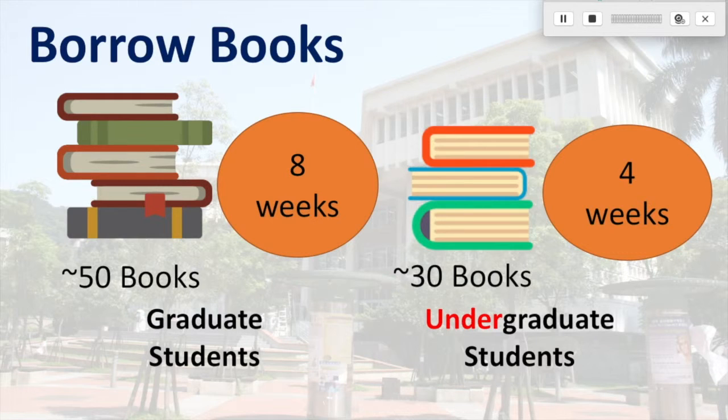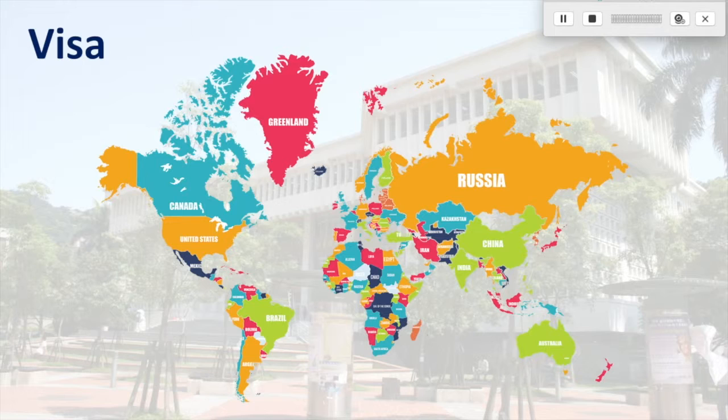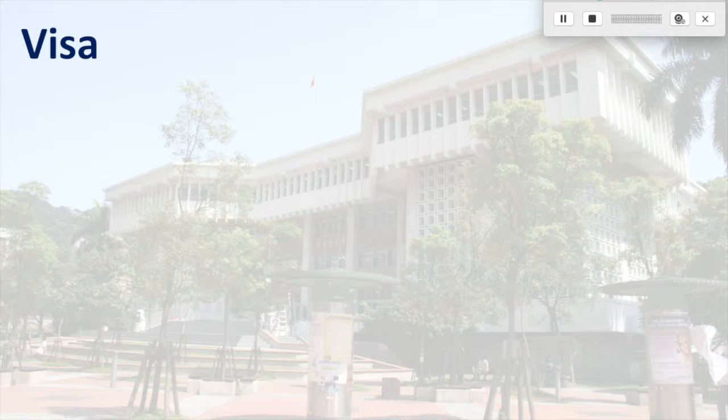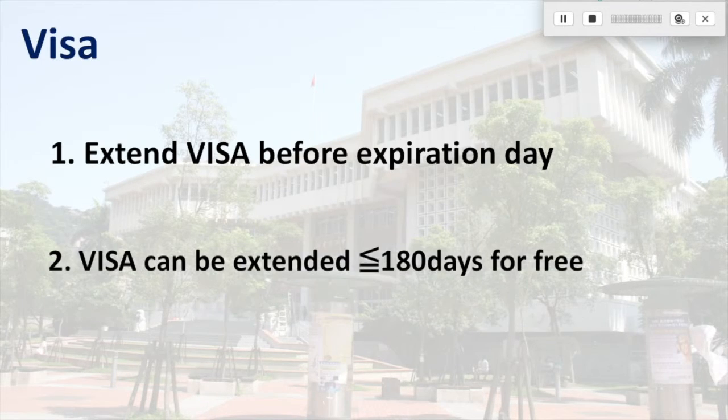Let's move on to the next part. Useful information. I believe some of you are planning to travel, and here is some important information for you. It is very convenient to travel to neighboring countries from Taiwan. For any visa-related information, please refer to the handout. If you have further questions, please contact Cherry. If you just plan to stay in Taiwan, remember to extend the visa before the expiration date. In the handout, you can find the steps, and the visa can be extended at most to 180 days for free.